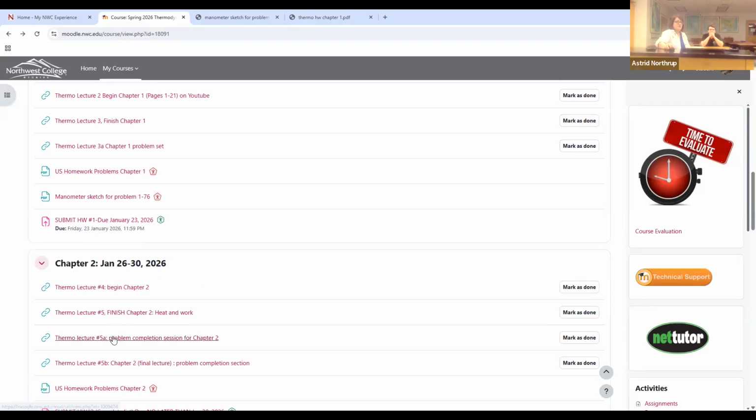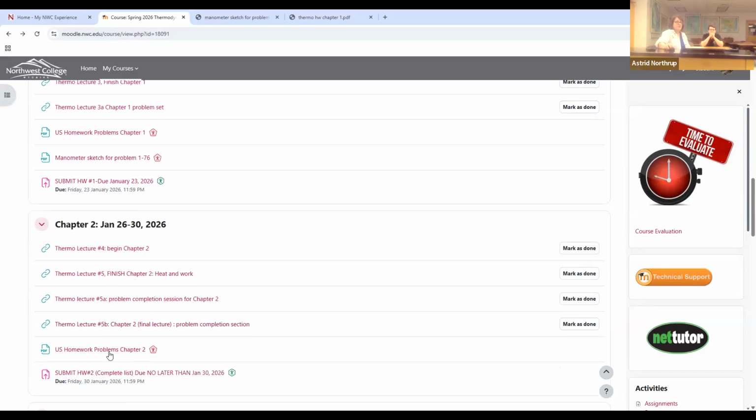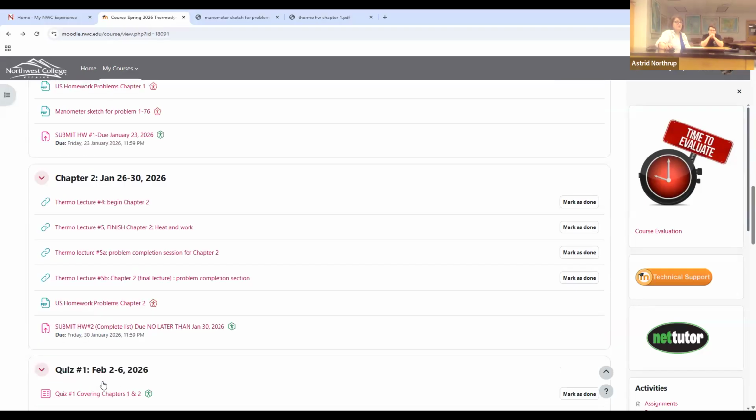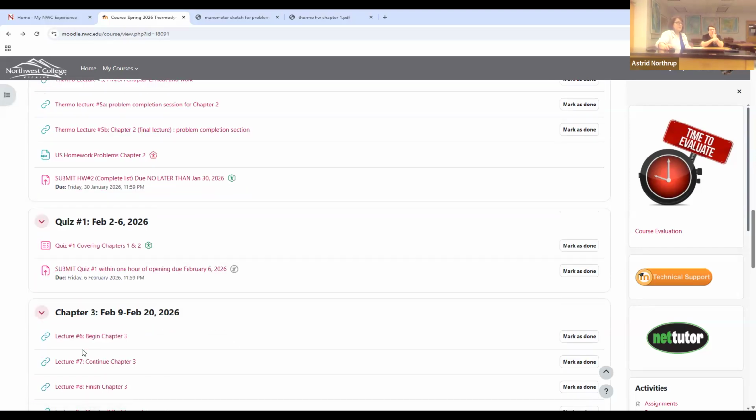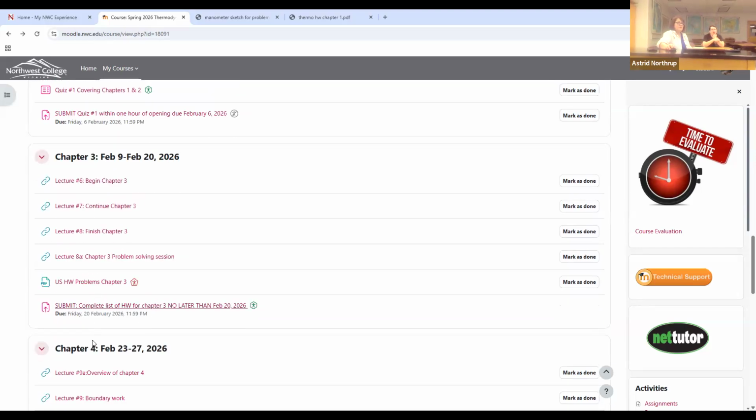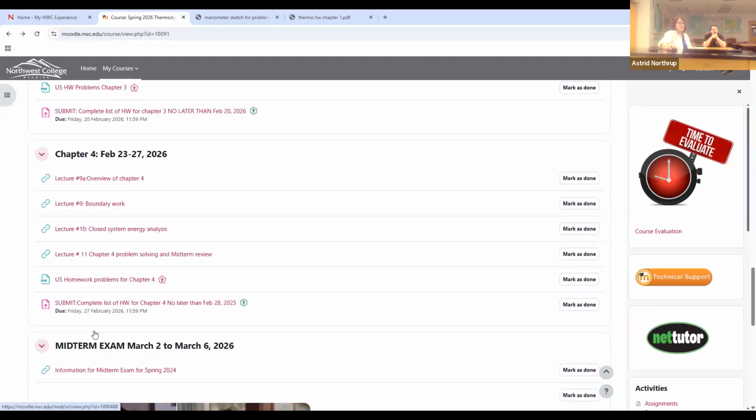Got some more lectures, 4, 5, 5A, and 5B. There's the homework set and there's the homework. Then we have this little thing broken out for the quiz. You just read through here, write it on paper and submit it right here. Begin with chapter 3, submit, chapter 4, submit, and then we're ready for the midterm exam. Okay, so at this point, do you guys have any questions?